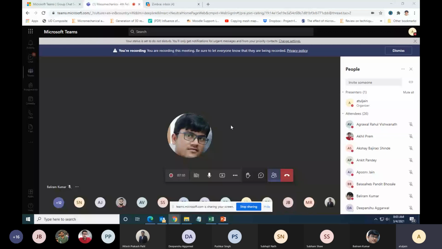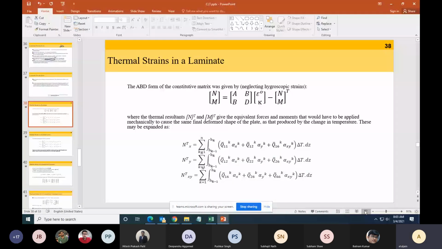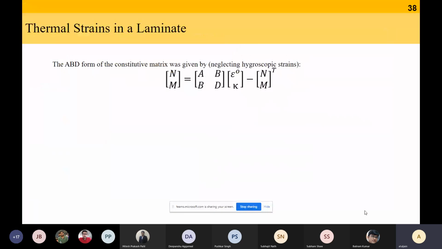So today we will talk about, within the framework of the classical lamination theory, how to introduce thermal strains. Let us say our laminate is subjected to a temperature field, each layer having its own coefficient of thermal expansion. In that case, how can we include this effect into the classical lamination theory that we have studied previously?